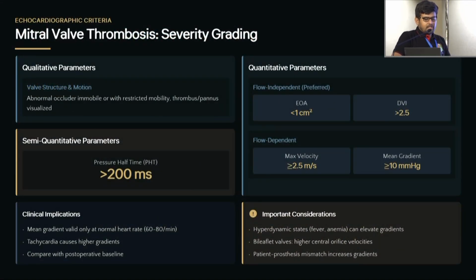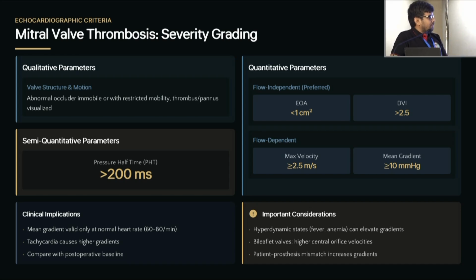So for severity grading, to keep it easy, we will use a semi-quantitative parameter, the pressure half-life. We will put a continuous wave Doppler through the mitral valve, and if the pressure half-life is more than 200 milliseconds, we can take this as a severe mitral valve thrombosis.